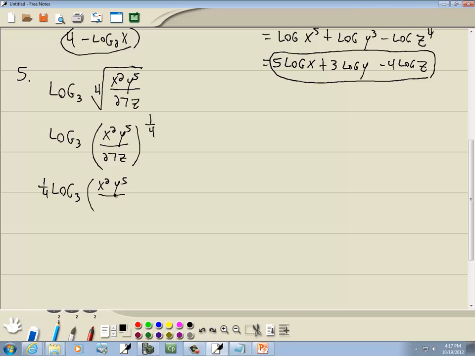And we're left with this. X squared y to the fifth over 27z. Now the main thing happening. Well, we got something up on top divided by something on the bottom. So the division's our main thing. Now the 1/4 that we put out in front has to stay out in front of every log we write from here on. So this becomes 1/4 log x squared y to the fifth minus 1/4 log 27z.